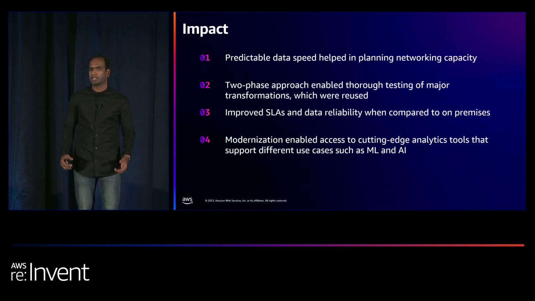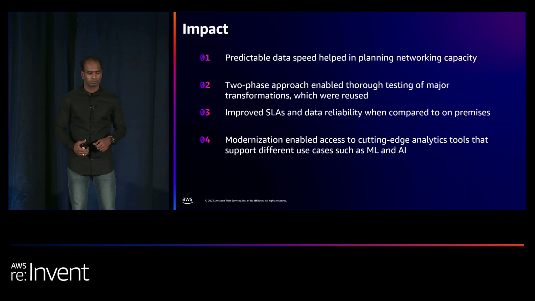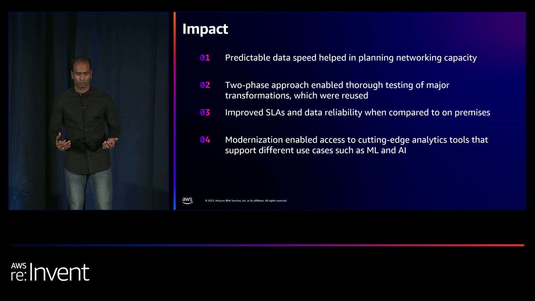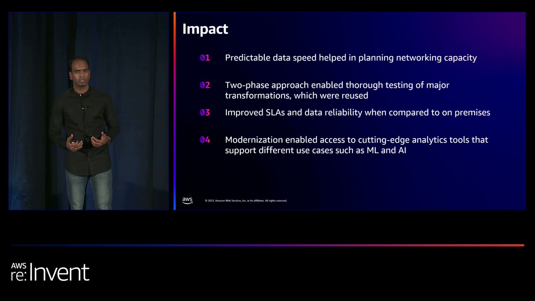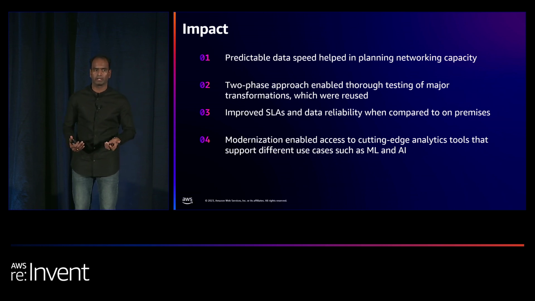Finally, what was the impact of this journey, and what were our takeaways? First, we had predictable data speed that helped in planning network capacity. Networking was a huge win for us using DataSync. Second, the two-phase approach enabled thorough testing of major transformations, which were then reused for our streaming pipeline. During this migration process, all our transformations were well tested, and we reused similar business logic and code for the streaming pipeline for in-flight data.